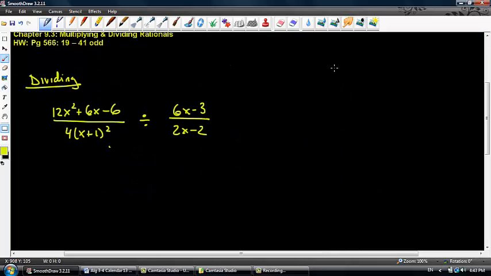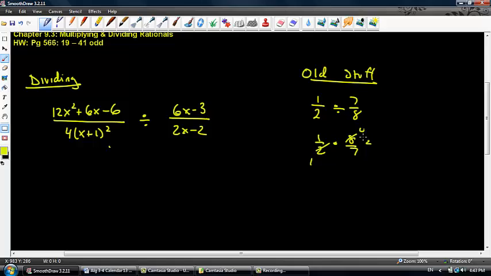Okay, let's move on to some division here. Dividing rational expressions is exactly like what we did before. And if I asked you to divide two fractions, let's say 1/2 divided by 7/8, you would simply take the second fraction, flip it upside down, and then you'd factor and cancel like normal. So your answer would be 4/7.